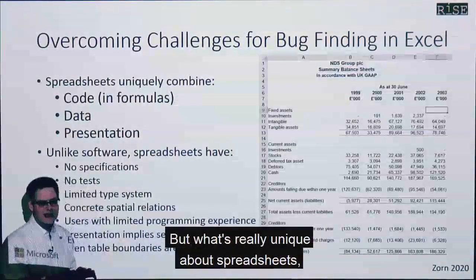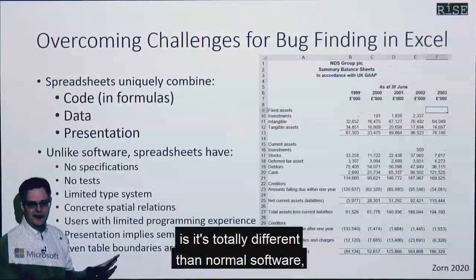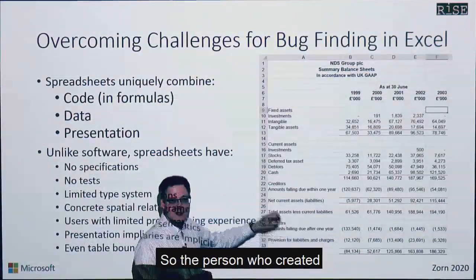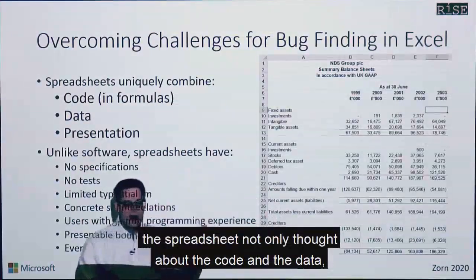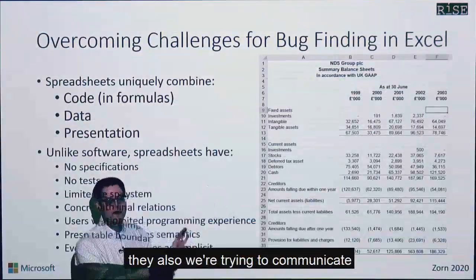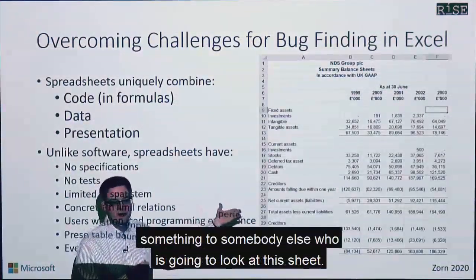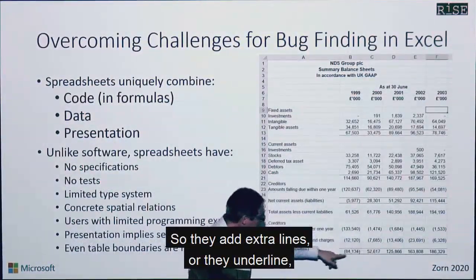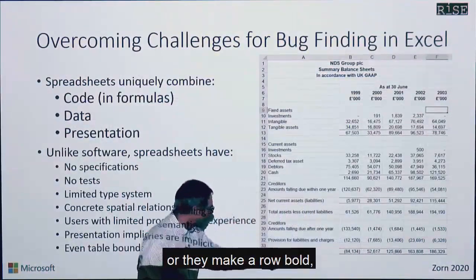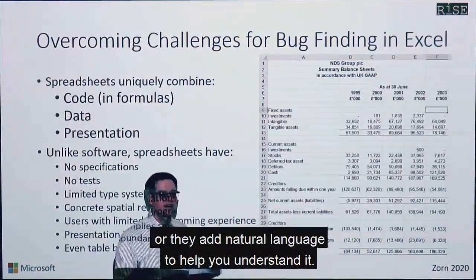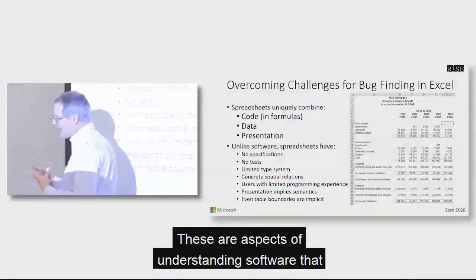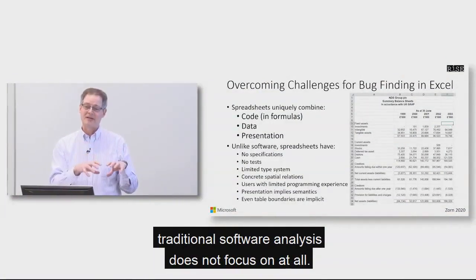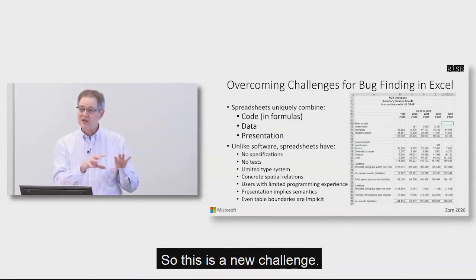But what's really unique about spreadsheets, it's totally different than normal software, normal code, is that there's also a layer of presentation. So the person who created the spreadsheet not only thought about the code and the data, they also were trying to communicate something to somebody else who was going to look at this sheet. So they add extra lines, or they underline, or they make a row bold, or they add natural language to help you understand it. And these are aspects of understanding software that traditional software analysis does not focus on at all. Okay, so this is a new challenge.